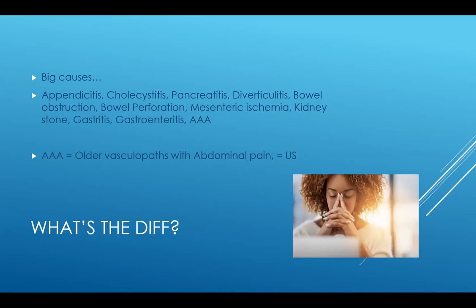So we really need to elicit which ones can kill you the fastest and the deadest. The definitely is the triple A. Triple A is usually found in older vasculopaths with abdominal pain and is identified with a bedside ultrasound.